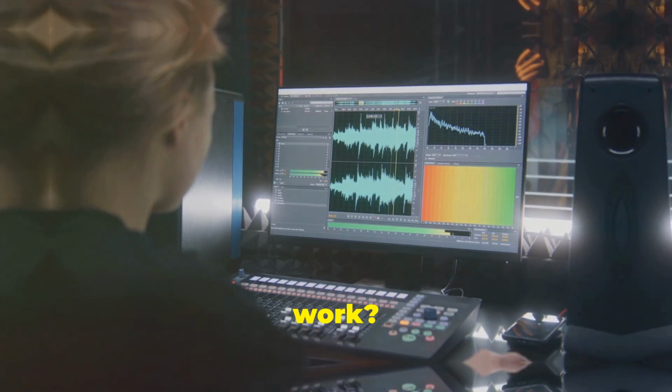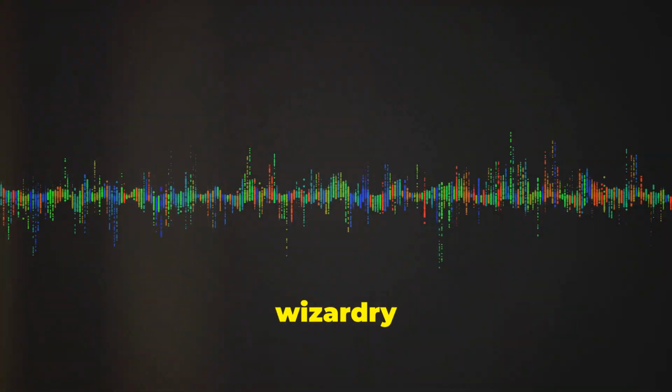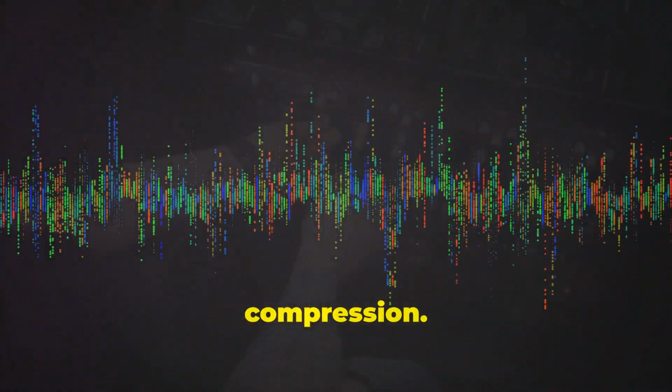But how does it actually work? Let's delve into the world of sound waves and digital wizardry to understand the secrets of audio compression.